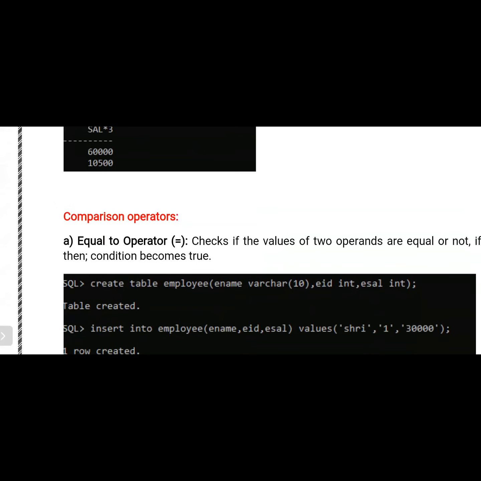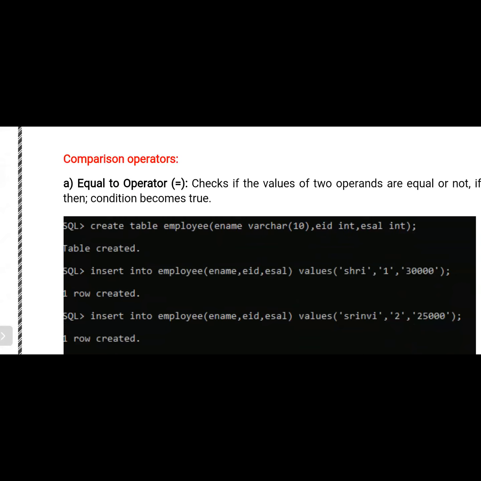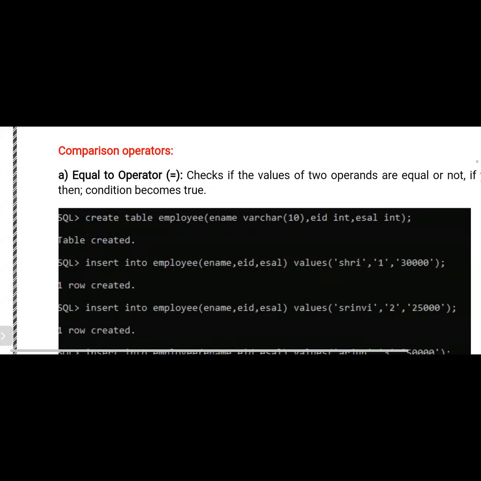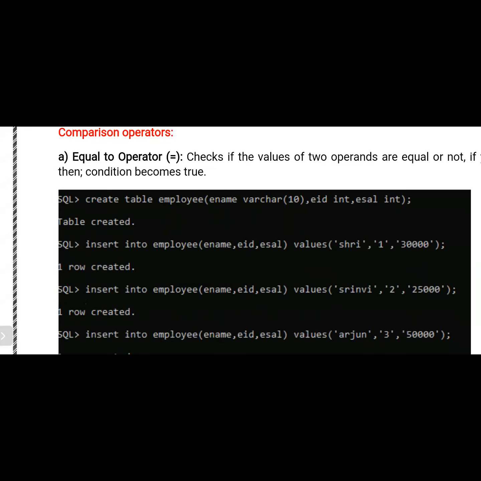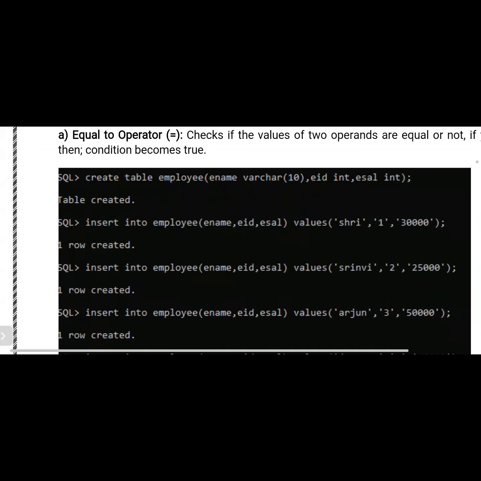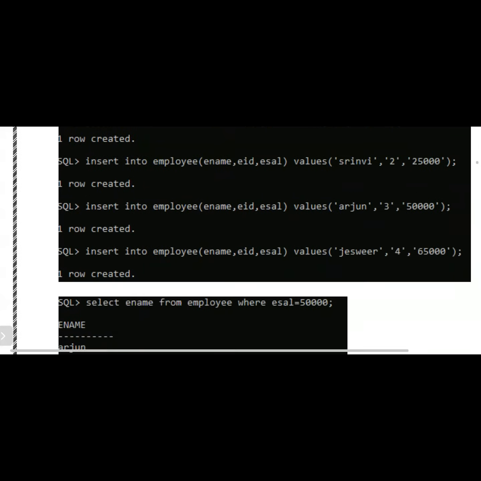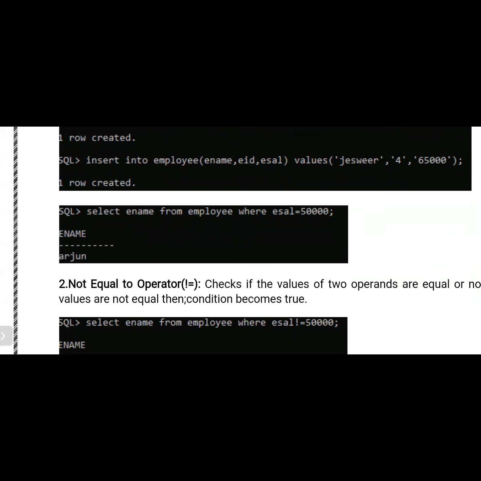Okay, so next one is the comparison operator, equal to. The equal to operator checks if the values of the two operands are equal or not. For example, create a table with some field names here, and here we are inserting some values. After inserting the values, we are writing one query: select ename from employee where sal equal to 50,000.